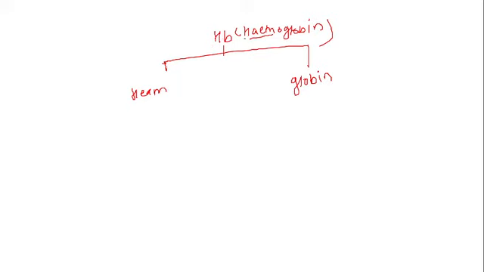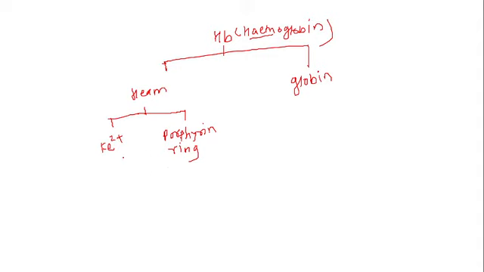That means hemoglobin is divided into two parts, first the heme and second the globin. Heme means the pigment part, the heme group, which mainly contains iron. In the deoxy form, this iron is present in the Fe2 plus oxidation state. The other component is called the porphyrin ring, which is bound to the central metal Fe. This porphyrin ring is a tetrapyrrole structure.